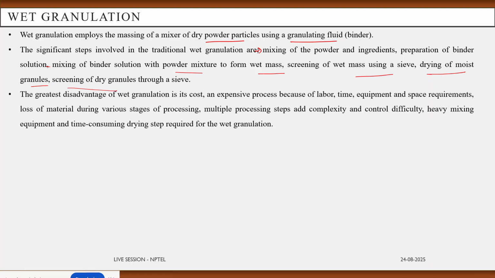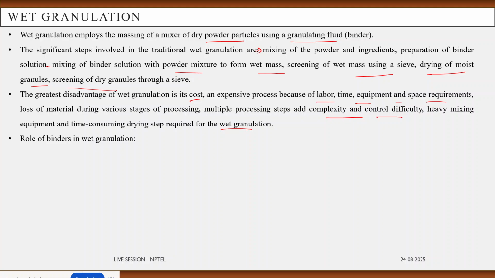The greatest disadvantage of wet granulation is the cost associated with the process. It is an expensive process because of the labor, time, equipment, and space requirements, and there are a lot of materials being used in various stages of processing. Multiple processing steps add more complexity and control difficulty, heavy mixing equipment, and a time consuming drying step is required for the wet granulation process.